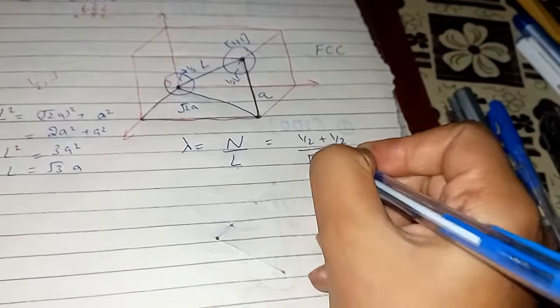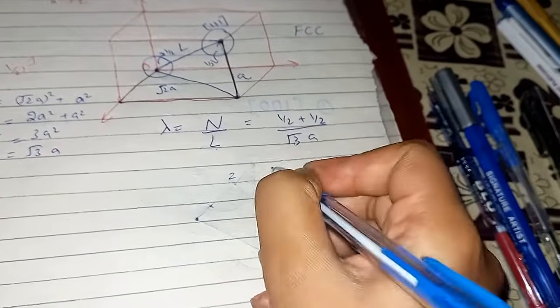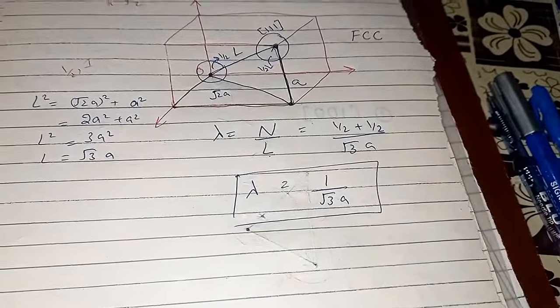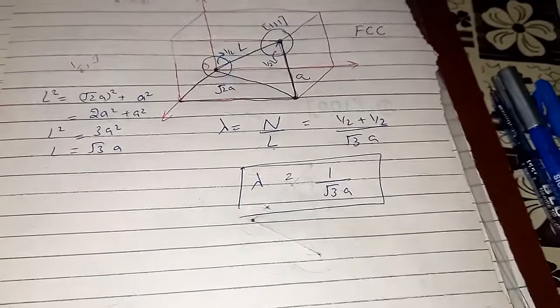Putting the value right there, we got 1 by 2 plus 1 by 2 is 1, so 1 by under root 3a. This is lambda. Okay, this is the linear density in terms of the lattice parameter A.